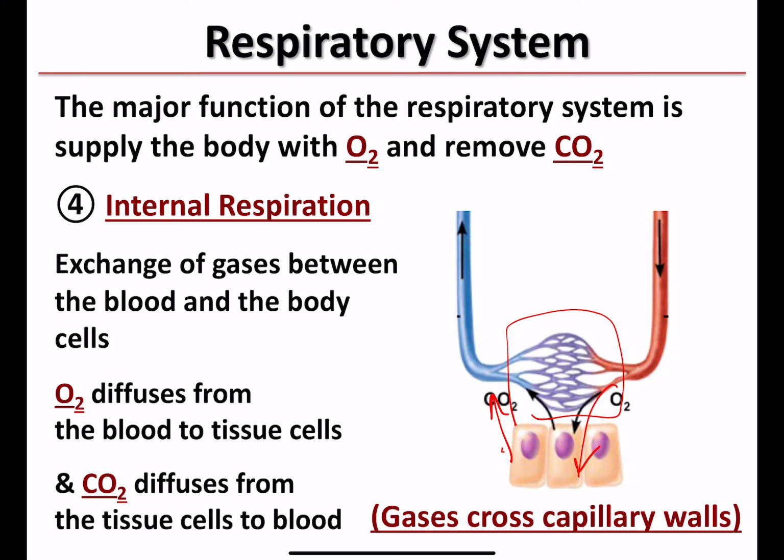All right? So what we're talking about right here as far as internal respiration goes is just the unloading of O2 onto the cells, and then the unloading of CO2 from the cells into the blood. So in this process, these gases have to cross the walls of the capillaries.